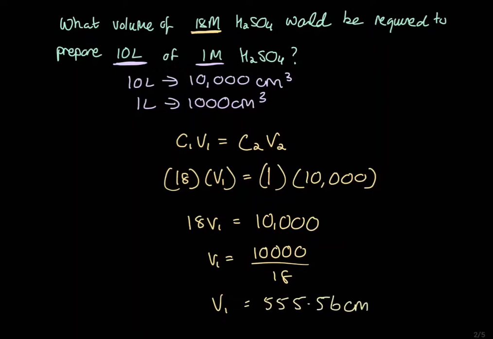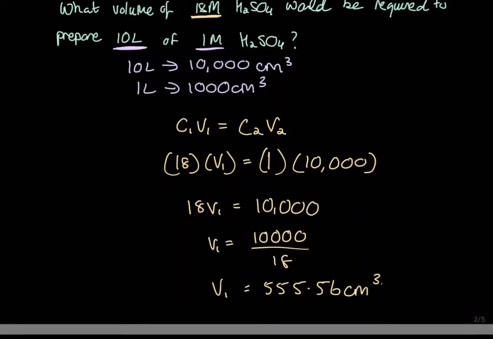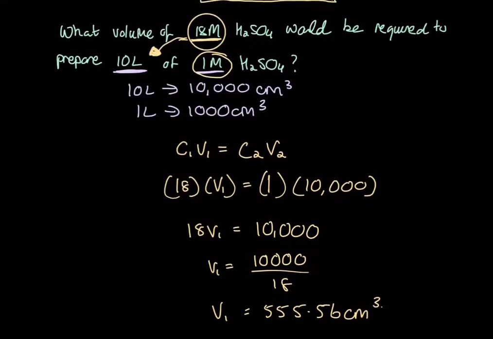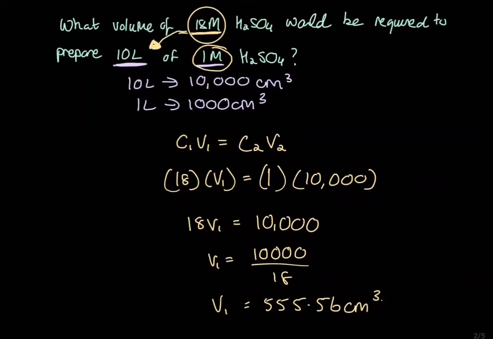555.56 centimetres cubed, so about half a litre. So I need to measure out half a litre of the 18 molar, and then, sorry, not half exactly, 555.56 centimetres cubed of that 18 molar, and dilute it up to the 10 litres, and that will give me a new concentration of 1 molar. Okay, so that's all about kind of in the back of the lab, prepping your acid for the concentrations and for the titrations that you're going to do.